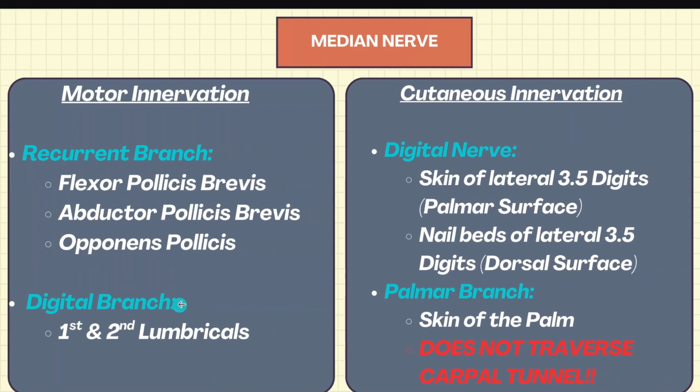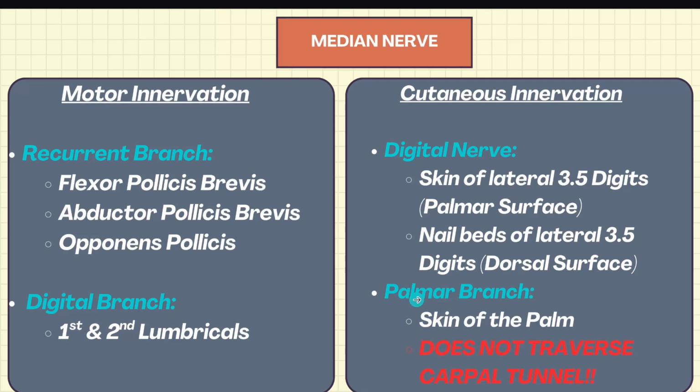Now, we already talked about the motor innervation. Now, let's talk about the cutaneous innervation. So, for the cutaneous innervation, the first branch is going to be the digital nerve. The same nerve that supplies the first and second lumbricals is also going to supply the skin of the lateral 3.5 digits, the palmar surface of the skin. So, the thumb, the index finger, the middle finger, and half of the ring finger are going to be the skin innervation for the digital nerve. And it's also going to supply the nail beds of the lateral 3.5 digits, the dorsal surface, obviously.